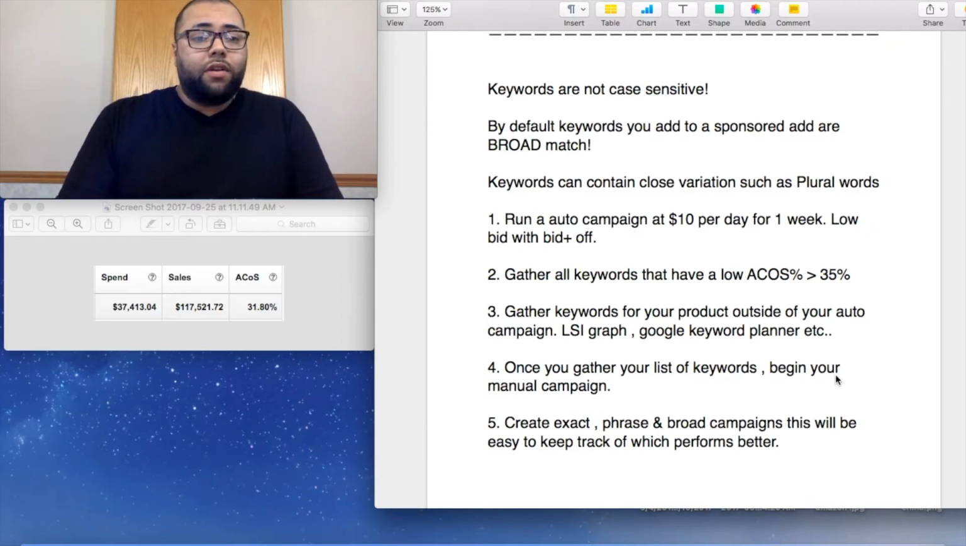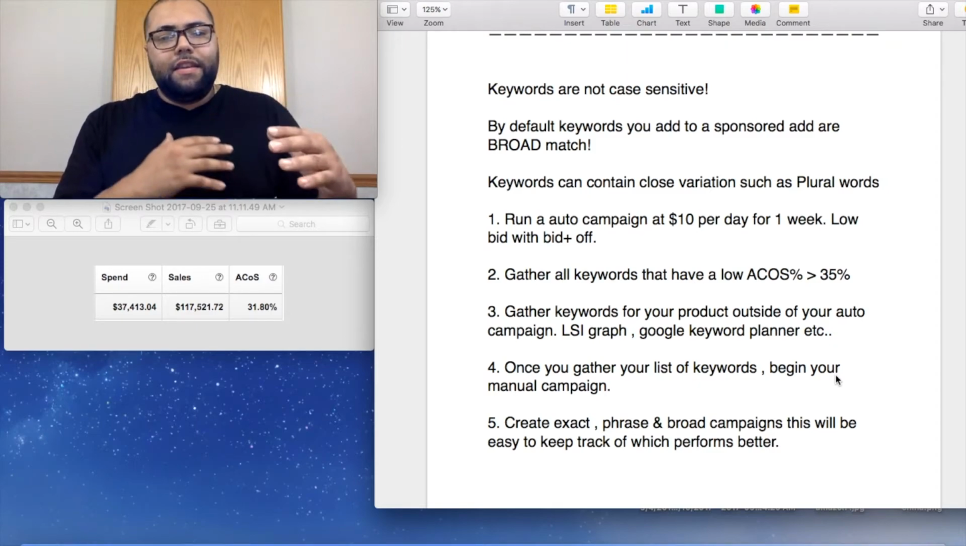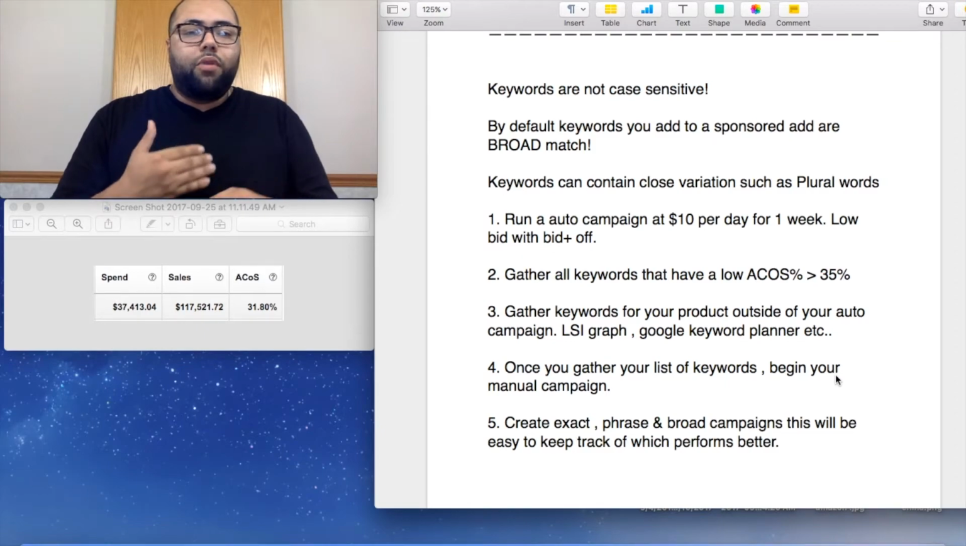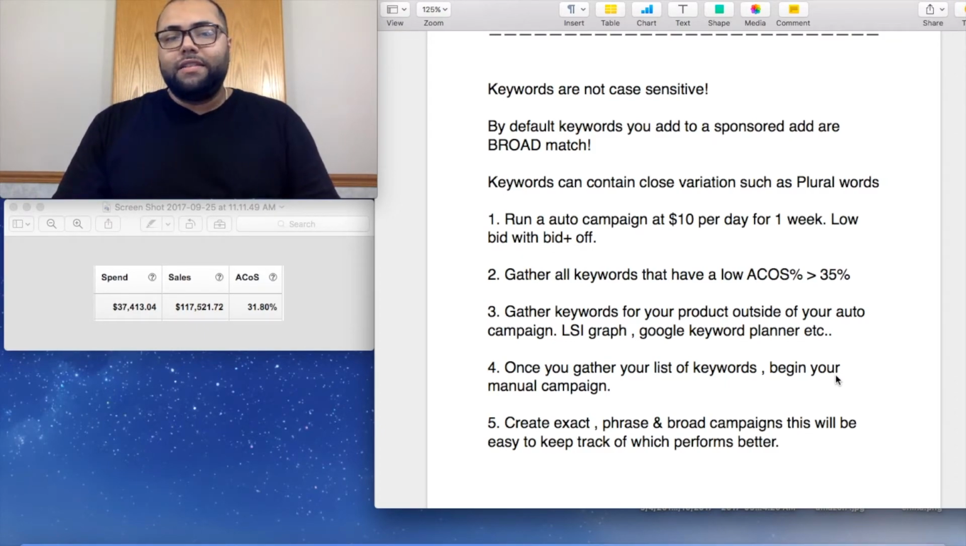And this is in manual campaign. In auto campaign, they are already broad. Because in the auto campaign, Amazon's goal is to get you the most amount of impressions and to scrape the most amount of keywords for you. Like I said in previous videos, and if you're in the course, then you know this.